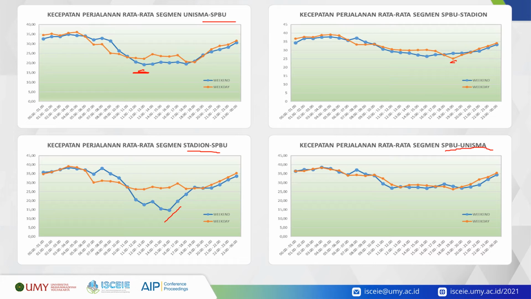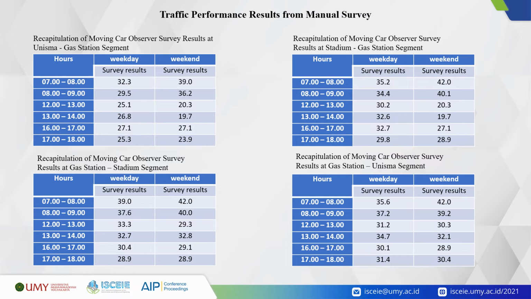The following is a comparison of the average speed between weekend and weekdays in the gas station segment until Unisma. As you can see in this picture, there is no significant difference between the speed on weekend and weekdays. The speed tends to decrease from noon, with the lowest speed position on weekdays at 6 p.m. until 7 p.m. with an average speed of 26.3 kilometers per hour. In this slide, it's about traffic performance results from manual survey.